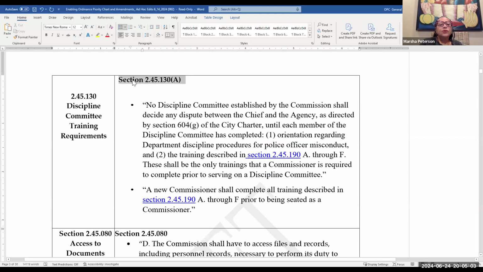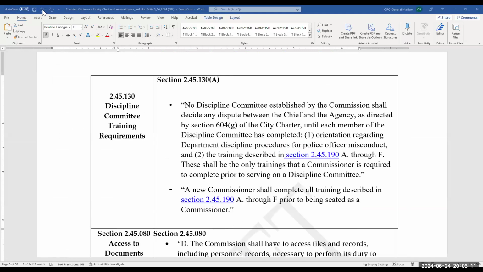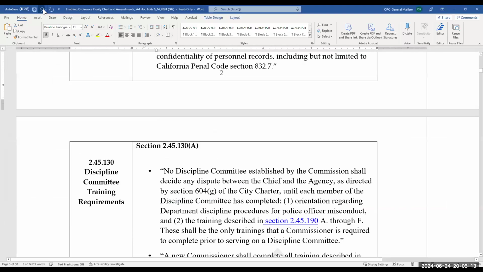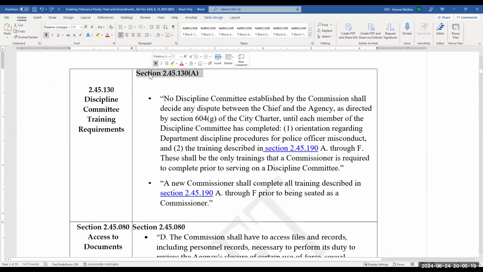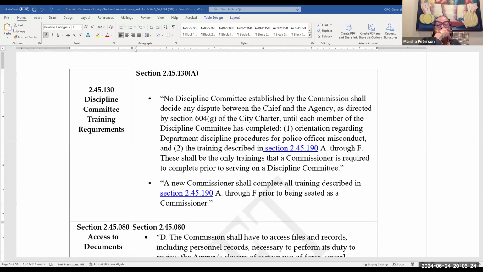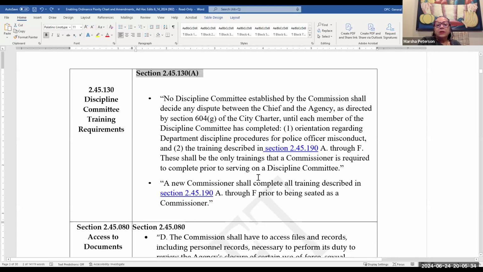Okay, 2.45.130, discipline committee training requirement. Okay, we've honed it down to these two training requirements in order to serve on a discipline committee.